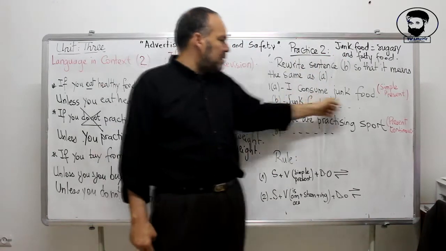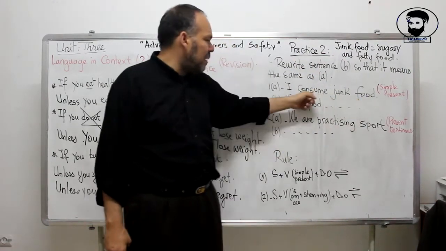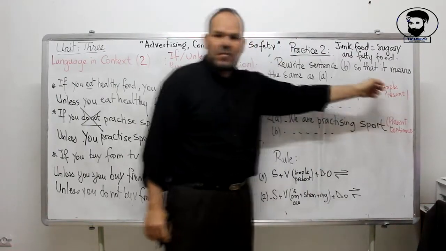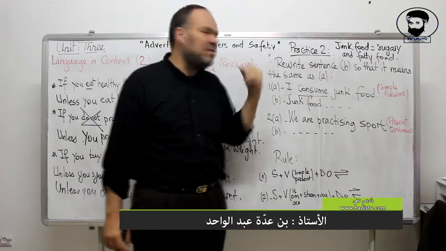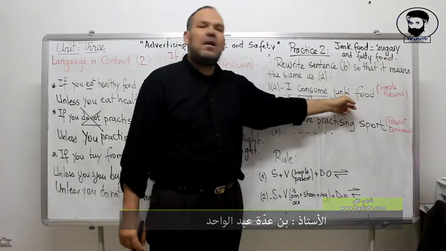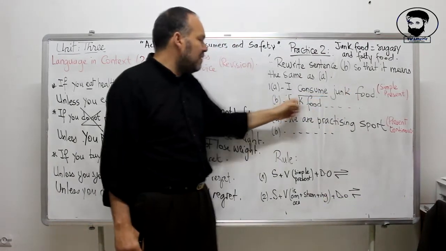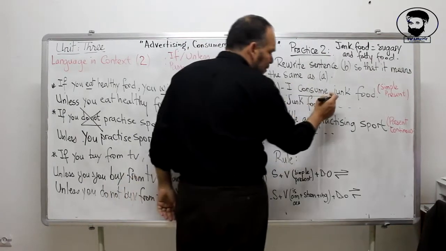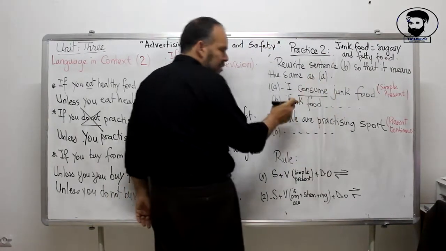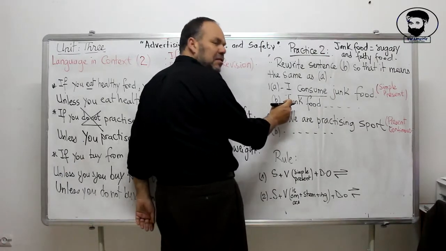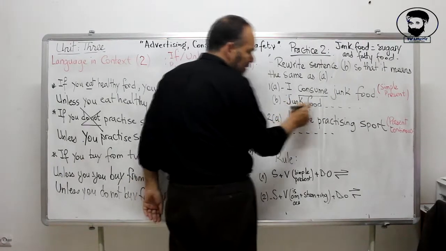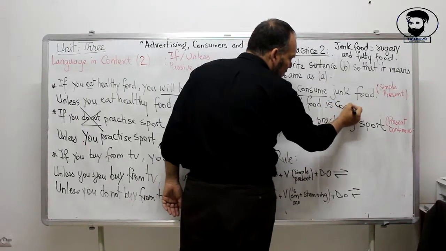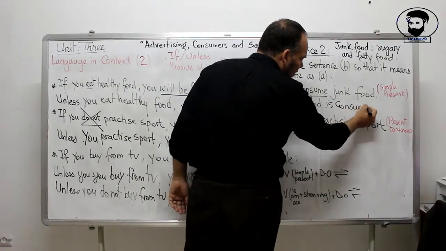So, I consume junk food. Here the verb consume is in the simple present. Remember the rules of the passive voice: we start with the direct object, which is junk food. Now consume is in the present form, so we use is or are. Is junk food plural or singular? It's singular. So junk food is consumed.